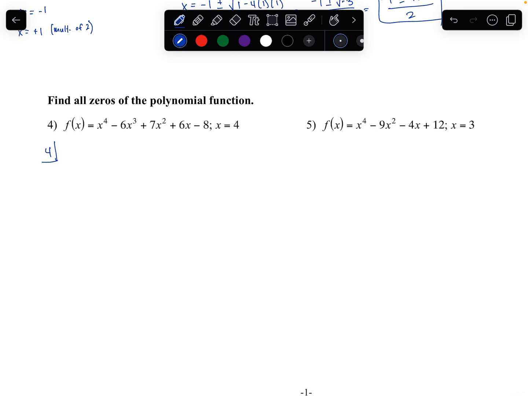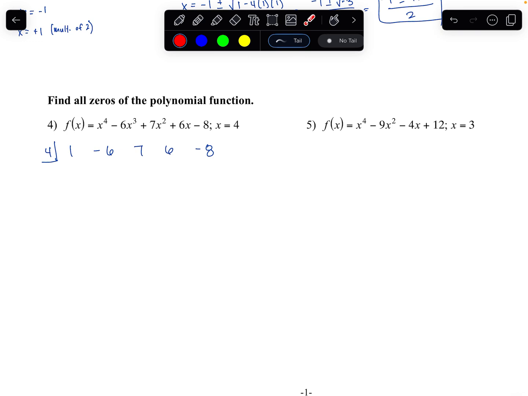So 4, if I remember correctly from last year, I'm pretty sure I typed in one of these wrong. So I am going to need to graph these really quickly to make sure that what I have written here is okay. Let's see, so 4 is a solution here. So let's go ahead and use that with synthetic division. So 1, -6, 7, 6, and -8.